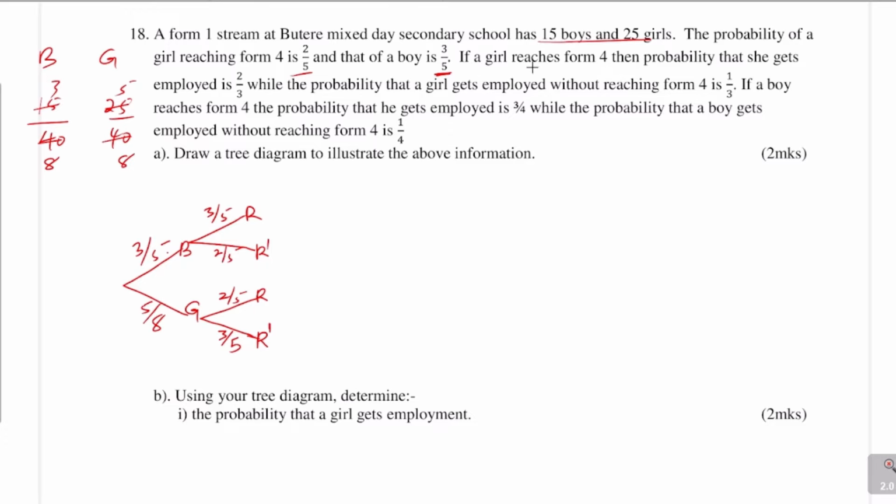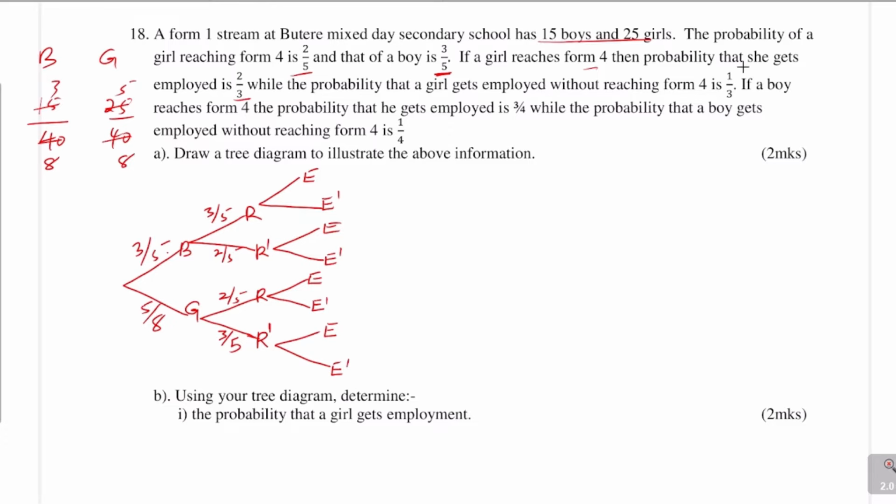Then the other statement: if a girl reaches Form 4, the probability that she gets employed is 2/3. So when the girl reaches Form 4, this is the branch, reaches Form 4, getting employed, I use E. Not getting employed, I use E prime. The same for this branch here, employed, not employed. Then for this one, employed, not employed. And this one as well. So let me fill these.